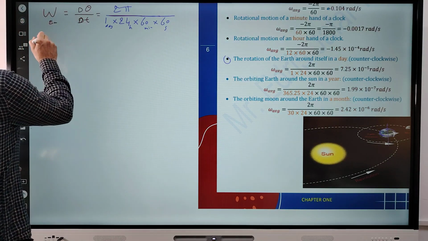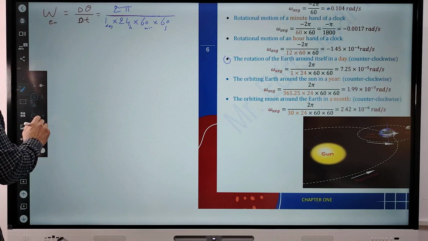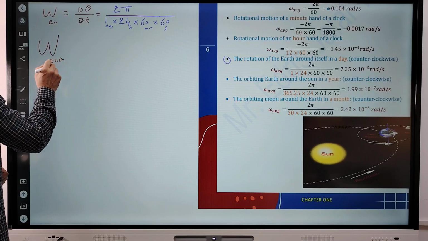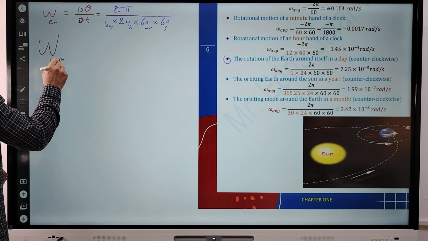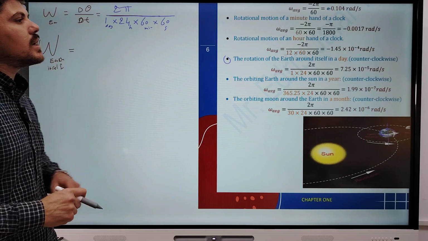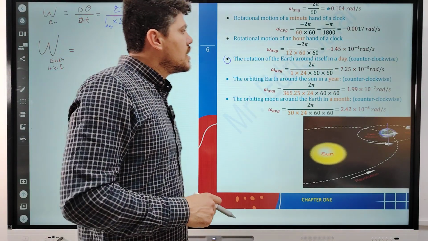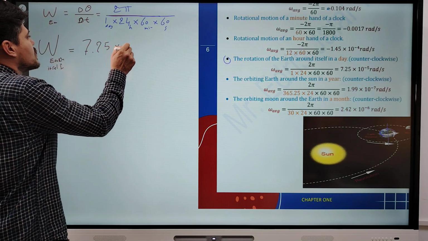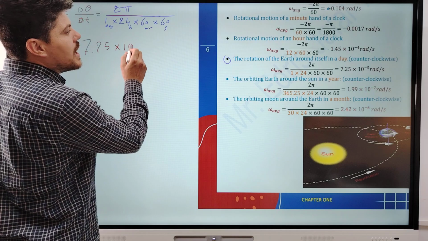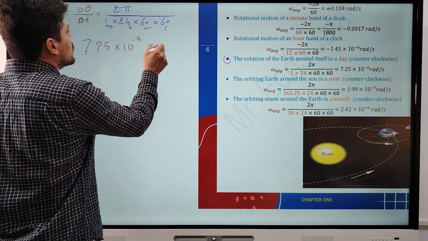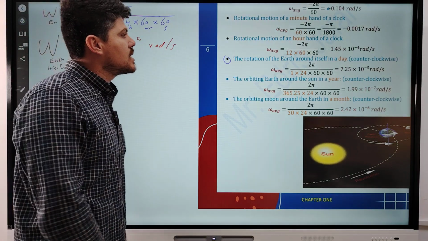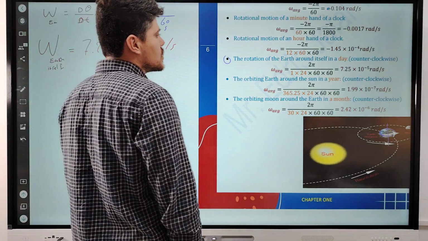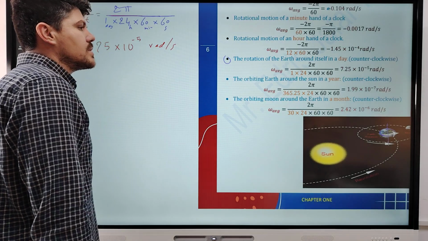So the angular speed of Earth around itself, be careful, its value is constant, and is equal to 7.25 times 10 to the power negative 5 rad per second. It is very small. That is why we cannot feel this rotation of Earth around itself.